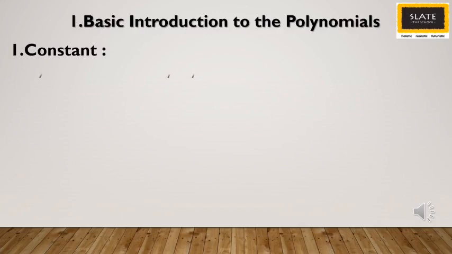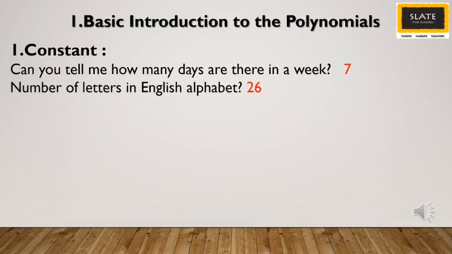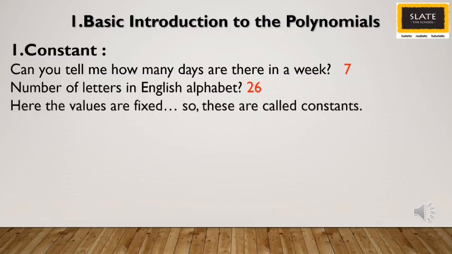Children, can you tell me how many days are there in a week? Yes, it is 7. Number of letters in English alphabet? 26. In these two solutions, the values are fixed. So these are called constants. Now, how can we say the definition of constant?